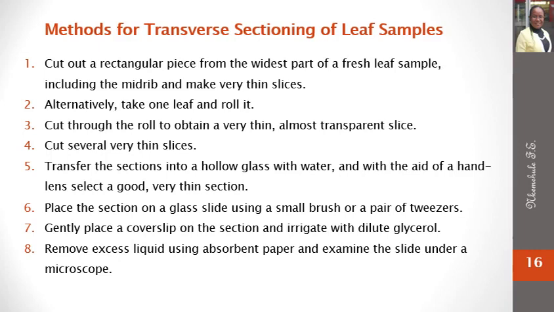Here you take out one leaf and roll it. Cut through the roll to obtain a very thin, almost transparent slice. Whichever method you choose to use, make sure to cut several thin slices. Then transfer the sections into a hollow glass with water to separate them, and with the aid of a hand lens, select a very good section. Place the section on a glass slide using either a small brush or a pair of tweezers. Gently place a cover slip on the section and irrigate with dilute glycerol. Remove excess liquid using absorbent paper and examine the slide under a microscope.